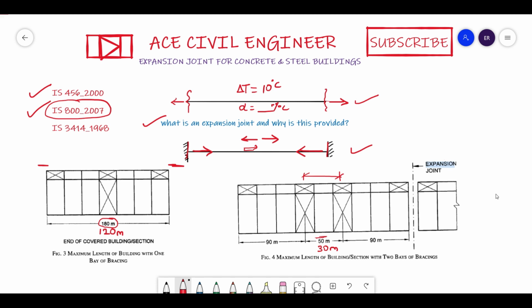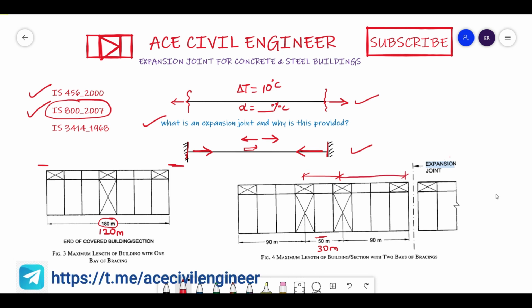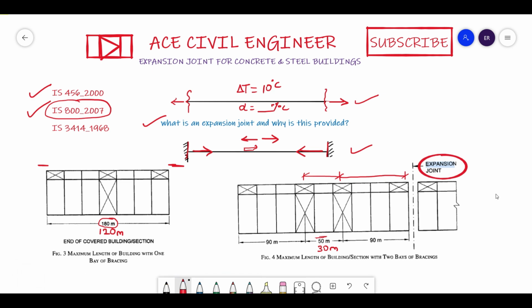At the same time, for the free end, beyond this right side bay, you can go to a maximum of 90 meters only, and beyond that you have to provide an expansion joint. This 90 meters is restrained to 60 meters if this is an open structure. Open structure, in the sense, what I mean is pipe racks or gantry structures. In the same way, on the left side also, this can be maintained till 60 meters.